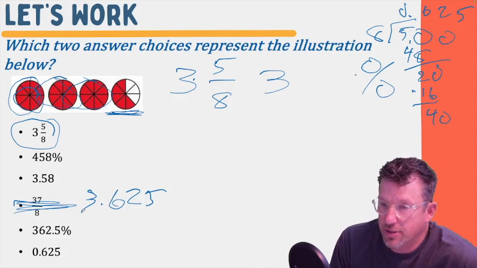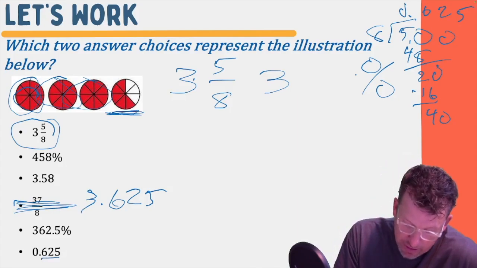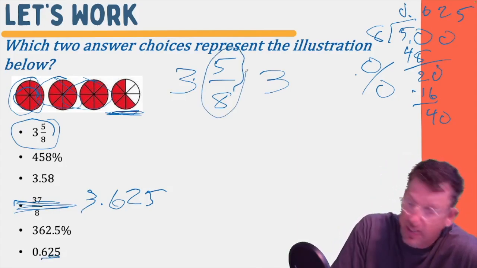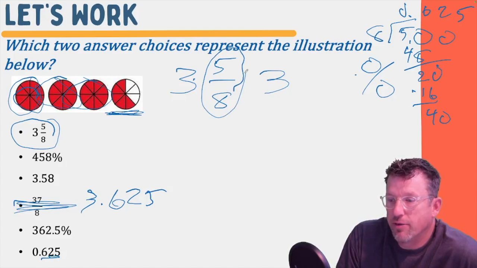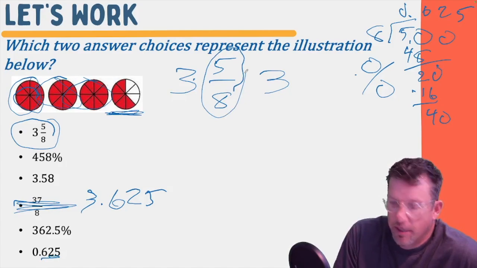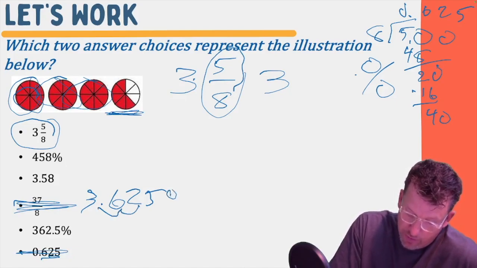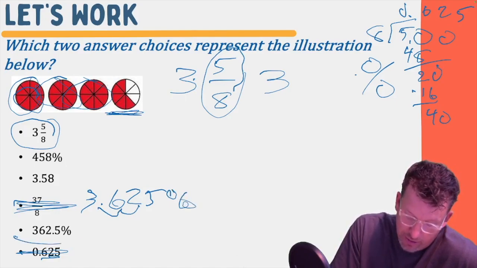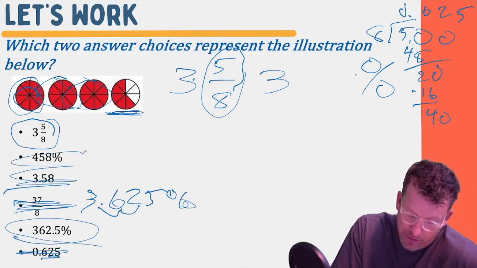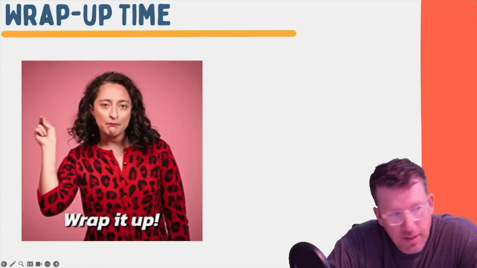Well, that's not an answer. Okay, they tried to trick you with 0.625 because some people will just do this. All right, well, that's not what we're trying to accomplish. So it's not that one because they forgot to add the 3 wholes. And how do we turn it into a percent? We move the decimal 2 places to the right, and we get 362.5%. So none of those work.